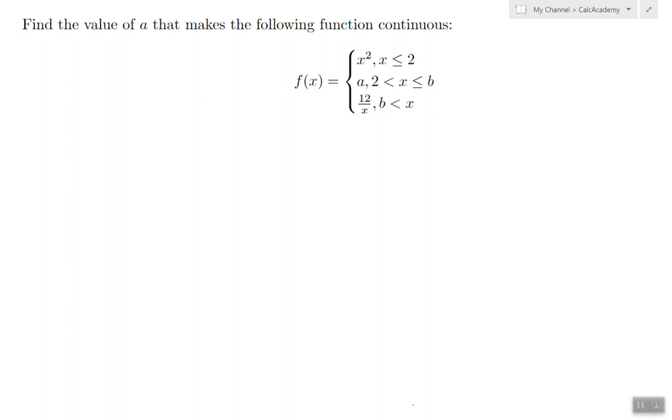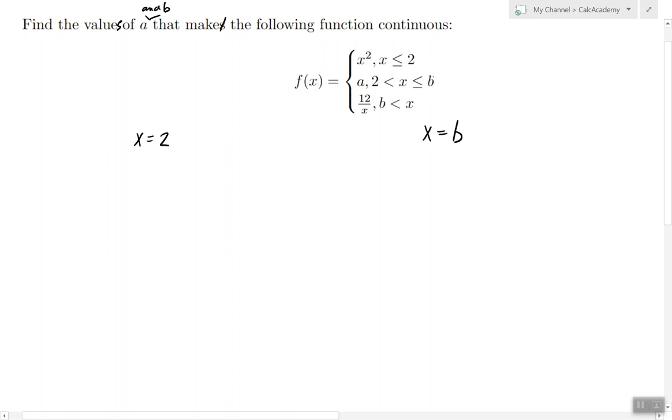In this video, I'm going to show you how to find the values of the parameters to make a piecewise function continuous. So here it should say find the values of a and b that make the following function continuous. So the points where we can have an issue with the continuity are where the different pieces of the piecewise function are attached. So we may have a problem at 2 and at b, because this is where the pieces connect.